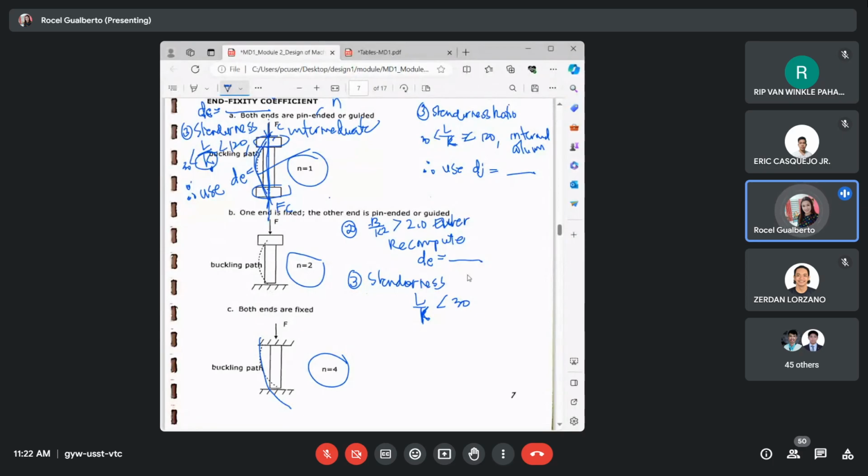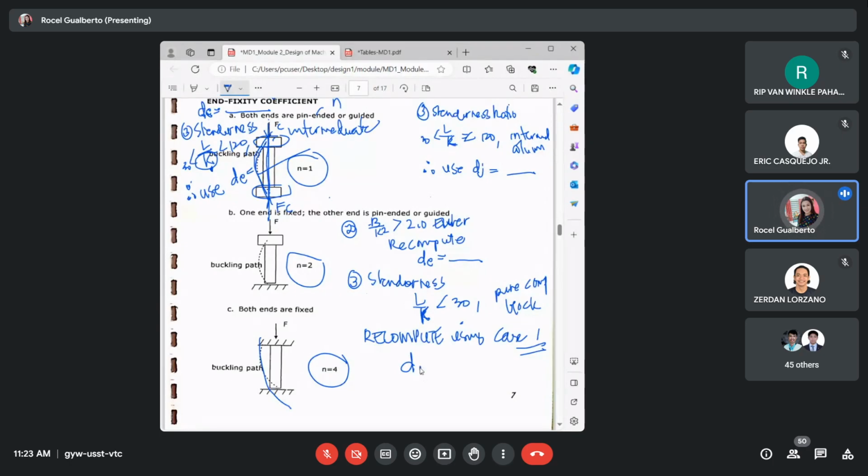Anong sasabihin natin? It is no longer an intermediate column, but rather this is what? A pure compression block. Okay, so it's a pure compression block. Therefore, anong gagawin mo? You need again to recompute. Recompute using particular case. Since it's a pure compression block, you recompute using the procedure for case 1. So you'll have another answer.